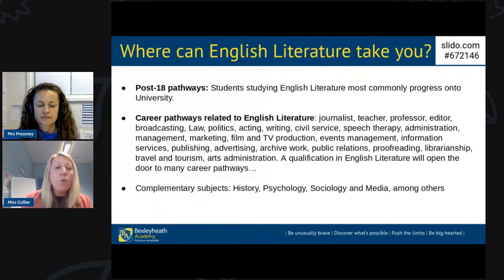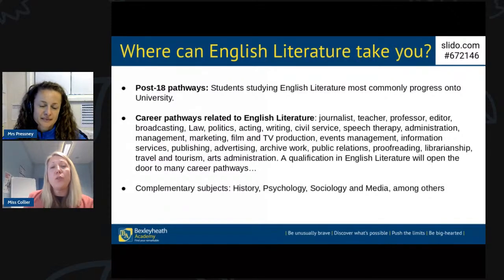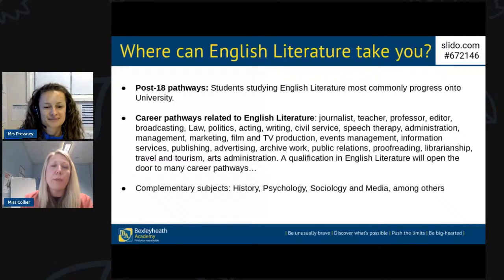And it goes so well with history, psychology, sociology, media, and so many other subjects. So I would advise you to pick your subjects really carefully, weigh up the coursework issues and the exam units in each. But an English literature qualification will pretty much take you anywhere. You can do anything, and it goes well with all of the others. And I know I'm slightly biased, but it genuinely does go with everything. It sounds like it does.